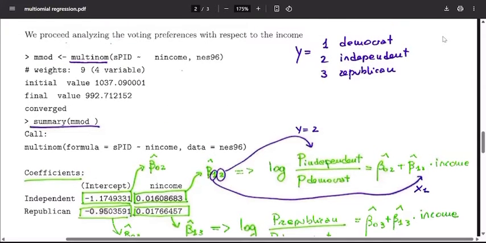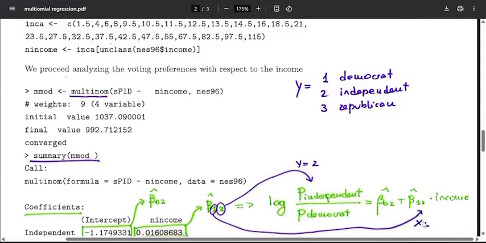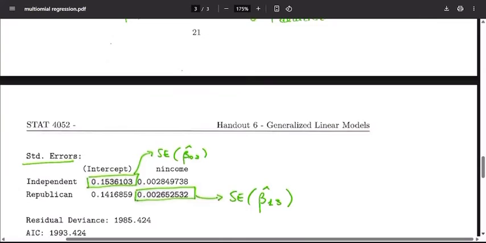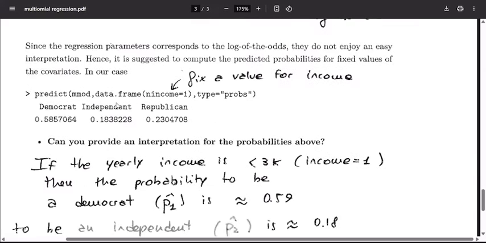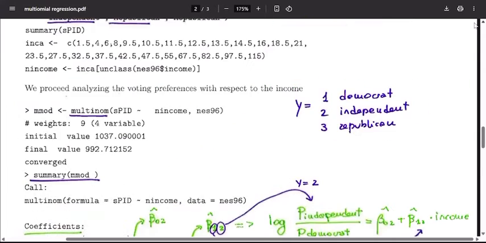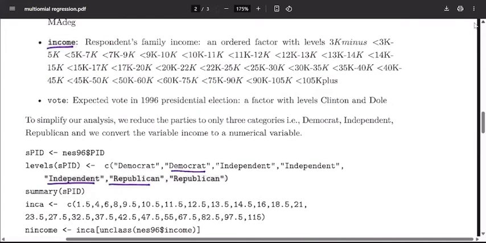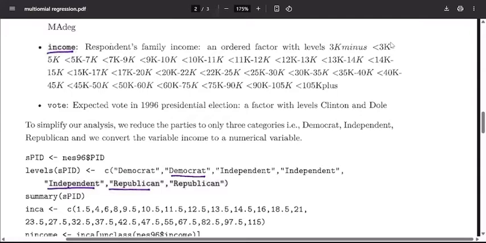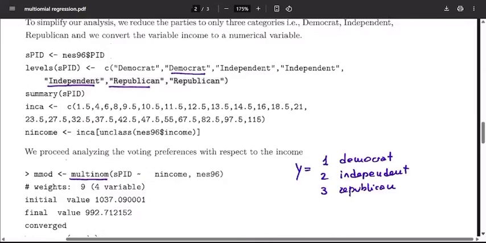Now when you do predict, now data frame, you need to suggest a value for the income. Here I said equal to 1 because when you go back to the income that we have, the lowest category is 3K to 5,000. Okay, so we can circle that one.